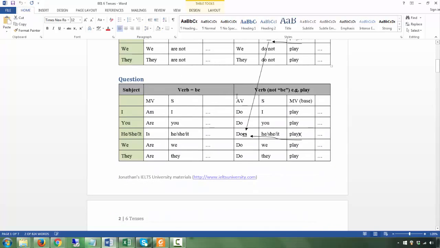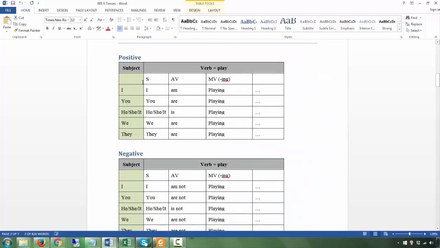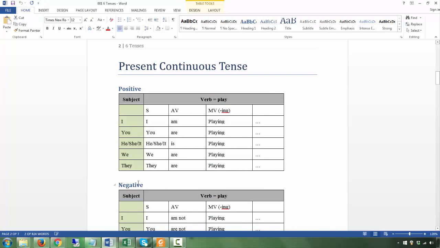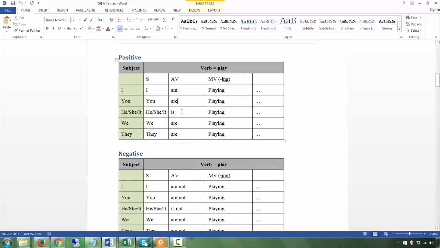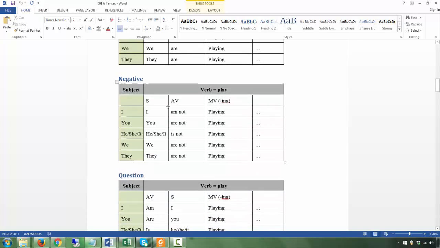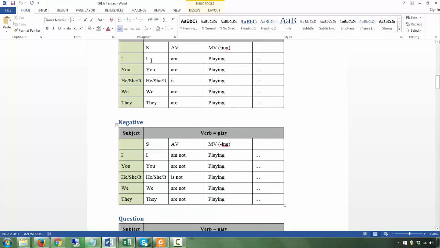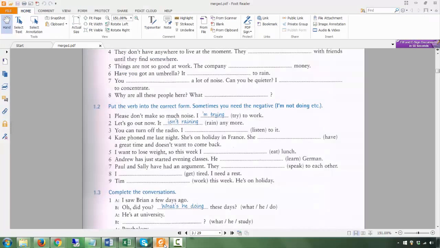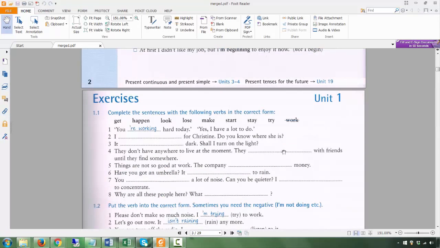We'll go through present simple later, but right now I'm just showing you that present continuous is easy. I am, you are, he is, we are, they are, and then the verb ing. For negative, all you've got to do is add the not behind. And then for question, you switch the positions. Am I playing? Are you playing? That's very easy. This is the form for present continuous.